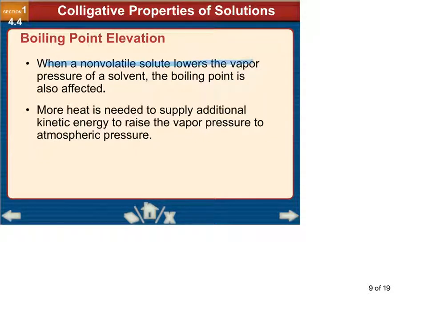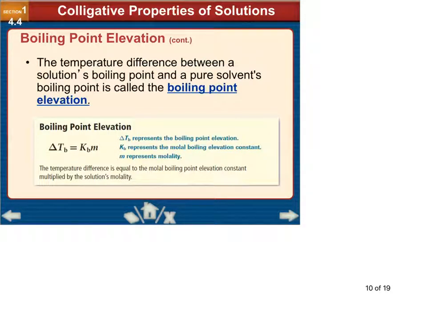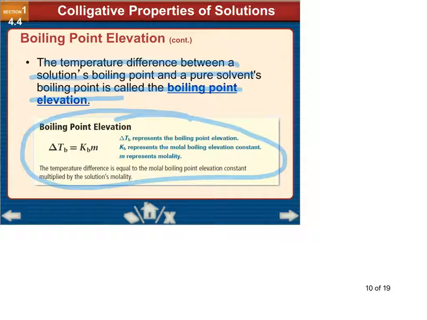So if it lowers the vapor pressure, boiling point's also affected. More heat is needed to supply additional kinetic energy to raise the vapor pressure to atmospheric pressure. The definition was the boiling point is when vapor pressure equals atmospheric pressure. The temperature difference between the solution's boiling point and a pure solvent's boiling point is called the boiling point elevation. Here's a little formula. We'll be doing some examples in class on a lot of calculations with that equation.